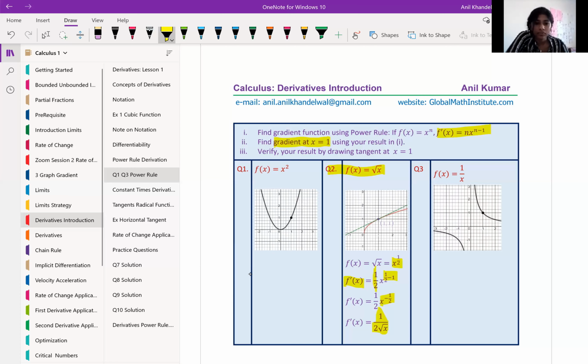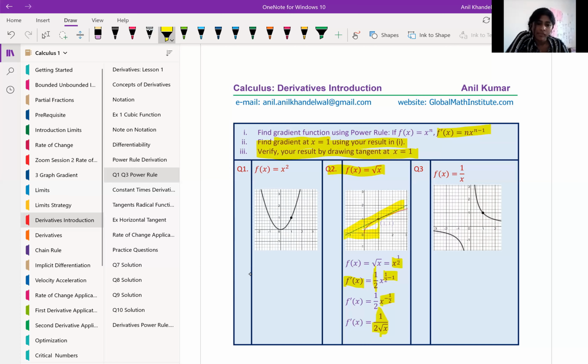Now part B is find the gradient at x equals 1. So just substitute x equals 1 and you get the answer as half. You get the idea? And then the third part is verify your result by drawing a tangent line. So I've done that also. Here is my tangent line. And if I just make a triangle from here to there, right?